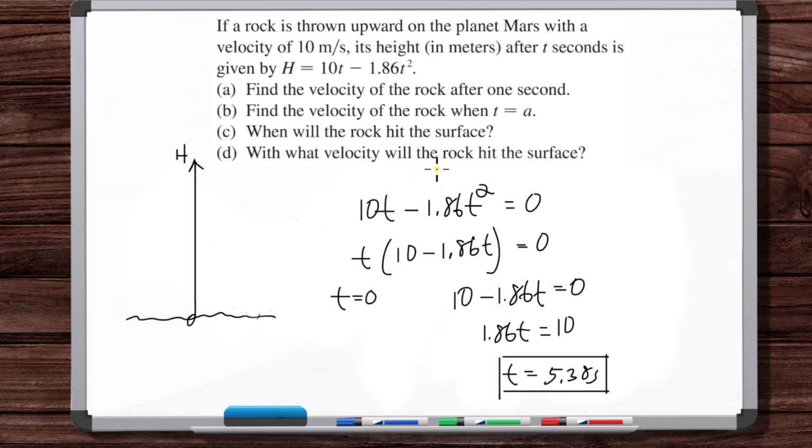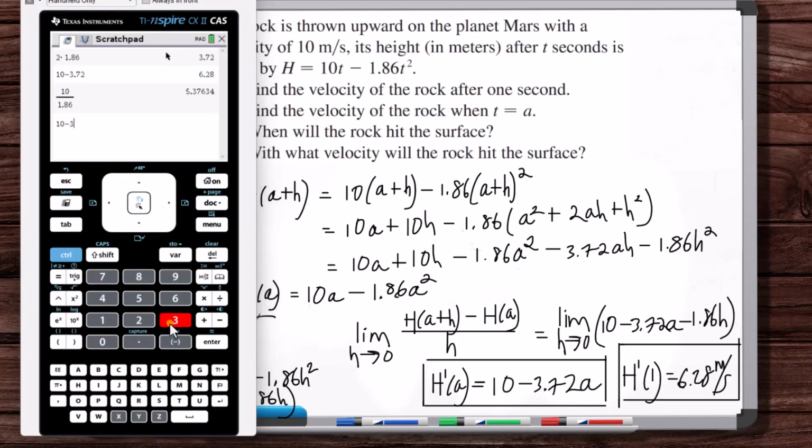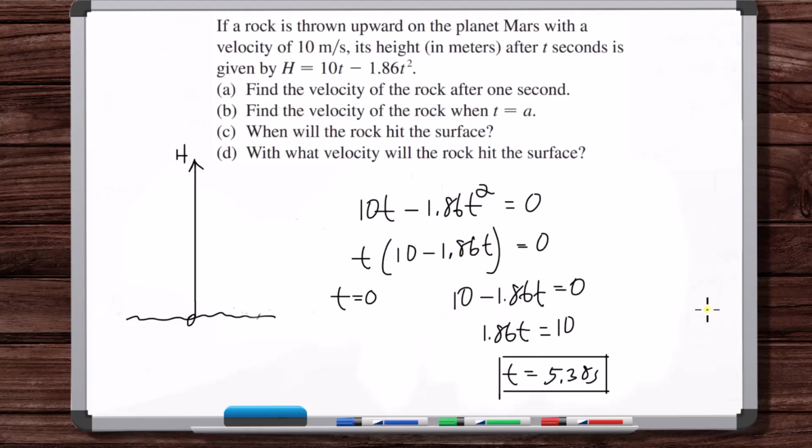Now, with what velocity will the rock hit the surface? Well, all we do there is plug this time into the velocity derivative. So a is equal to 5.38 here. So 10 minus 3.72 times this is minus 10 meters per second. So part D is h prime of 5.38 is minus 10 meters per second. That just means that it's 10 meters per second, but going in this direction, since this is the positive h direction.